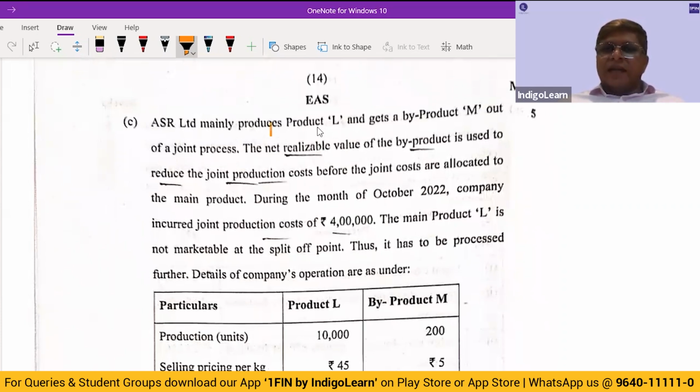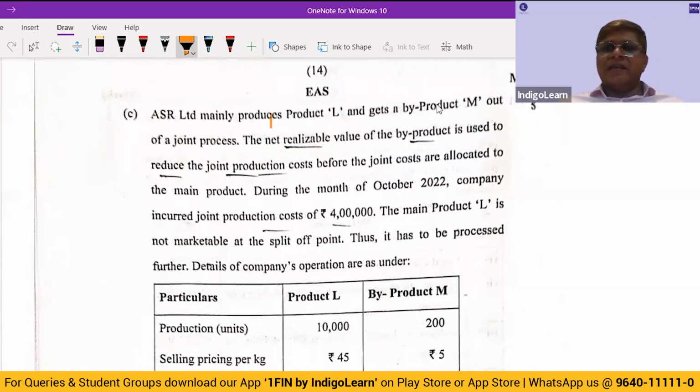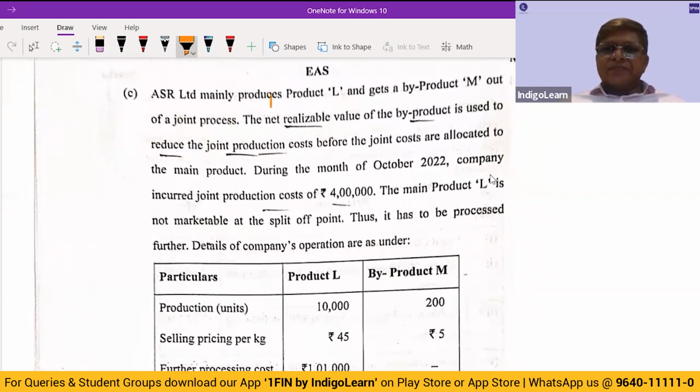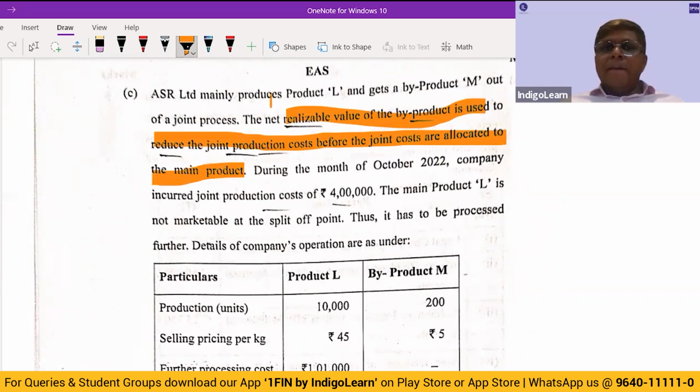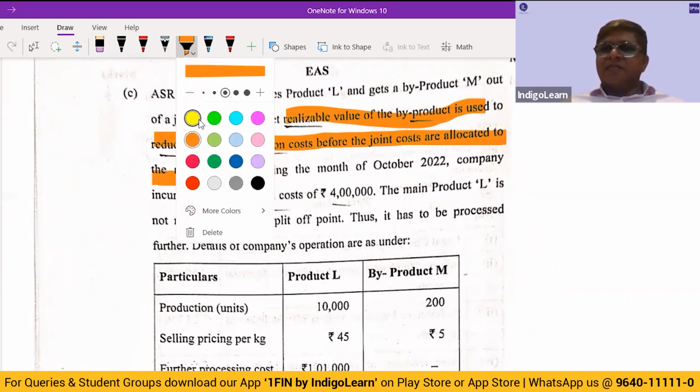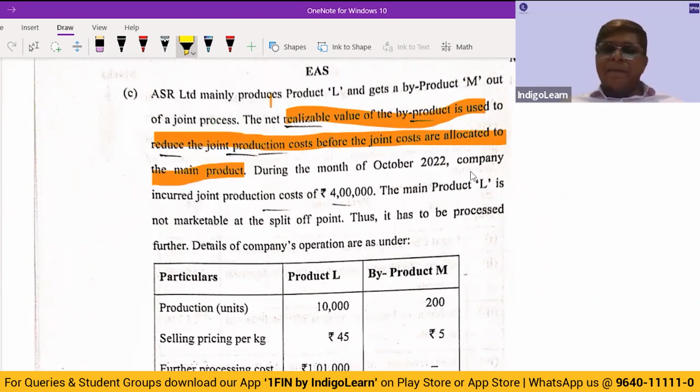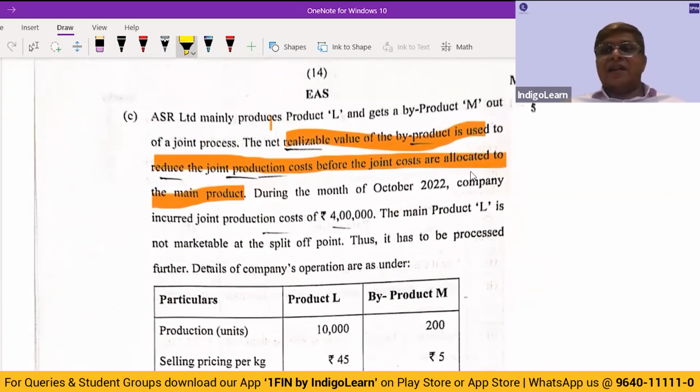ASR Limited produces product L and gets a byproduct M out of a joint process. So this, I think, is adopted from the RTP which was given, and it is a very simple, straightforward question. So there is only one product and then there is a byproduct. They are saying the net realizable value of the byproduct is used to reduce the joint production cost before the joint costs are allocated to the main product. Obviously, whenever we have byproducts, the net realizable value of that byproduct is to be reduced from the main product cost. So they are asking us specifically, or rather I will say, giving a hint of what is to be done.